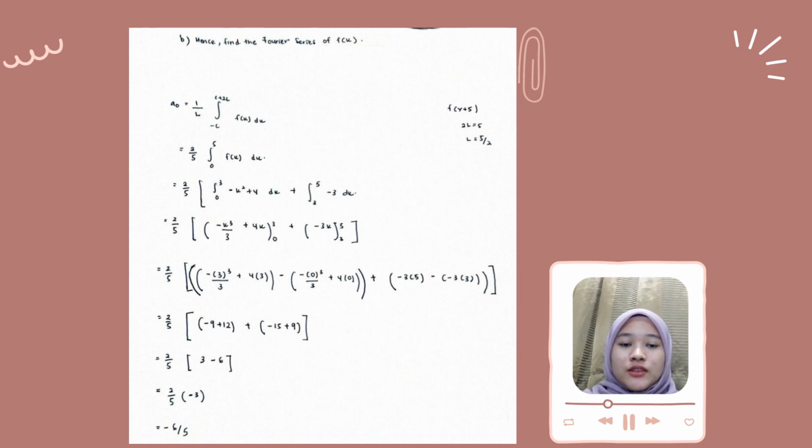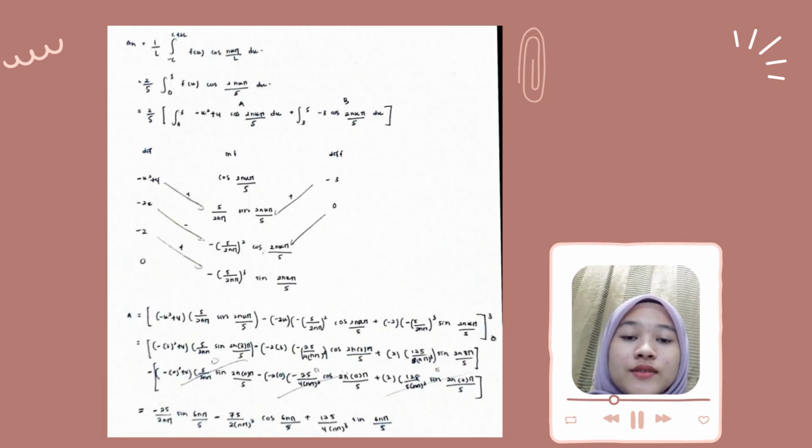Okay, next we need to find the Fourier series expansion. First, we have to find a0, which is 1/L integrate from -c to c plus 2l of f(x) dx. The 2l from the question is 5, so l will be 5/2. Then we integrate like usual, and we will get the answer -6/5.